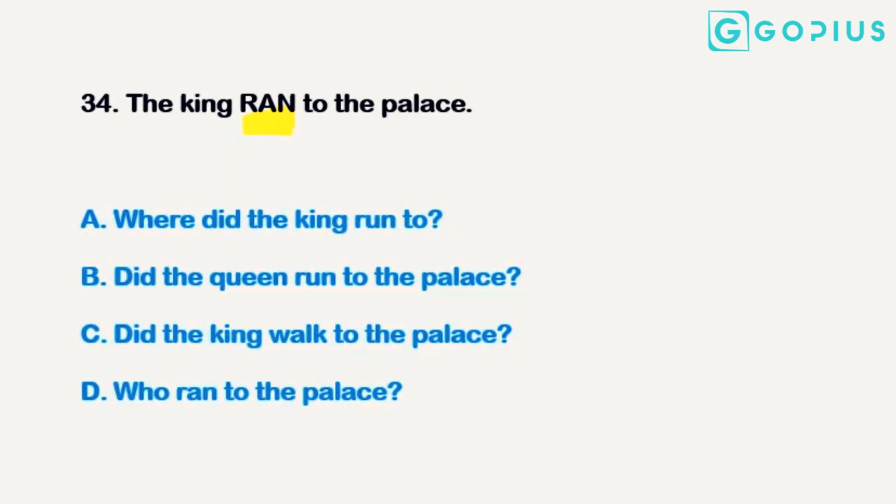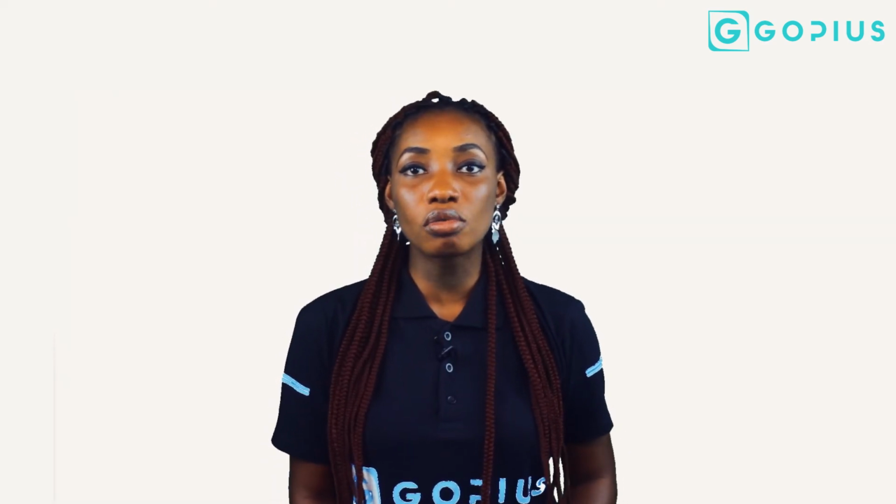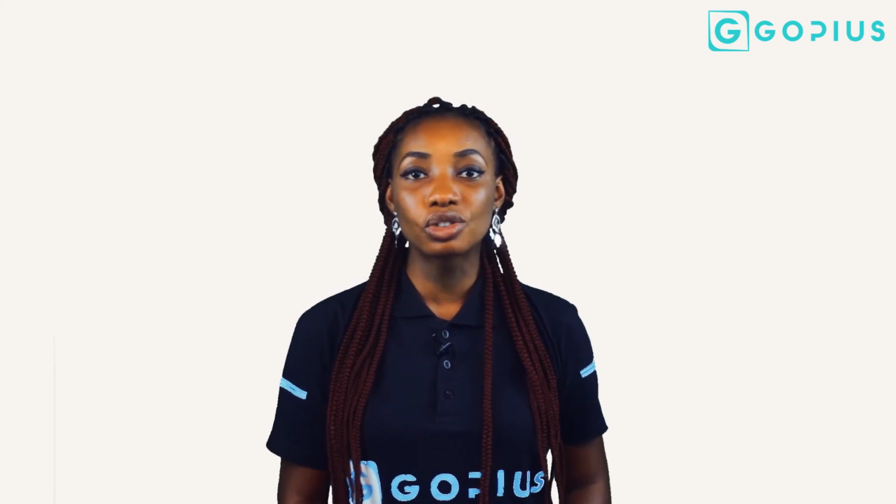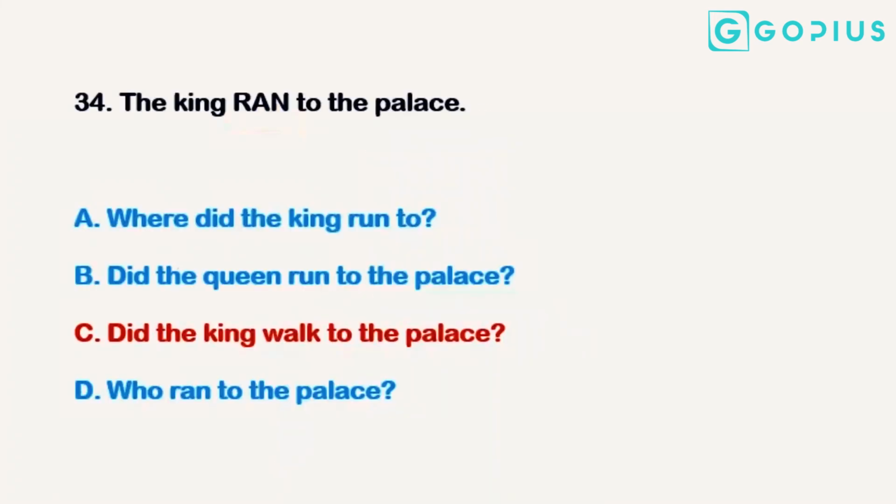Where did the king run to? We are not asking for where the king ran to. Did the queen run to the palace? No, we have no business with queen. Did the king walk to the palace? Who ran to the palace? We're not asking for who ran. We are asking for the manner in which it was done. How did the king get to the palace? Did he walk or did he run? So the emphasis is on ran. He did not walk, he ran. So the answer is C. Did the king walk to the palace? No, the king ran to the palace.